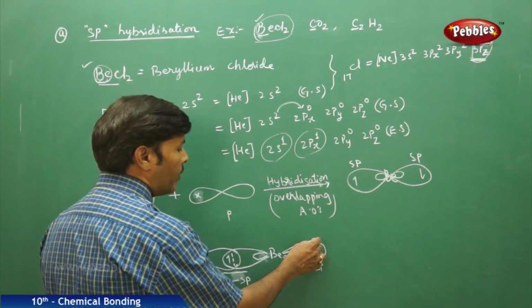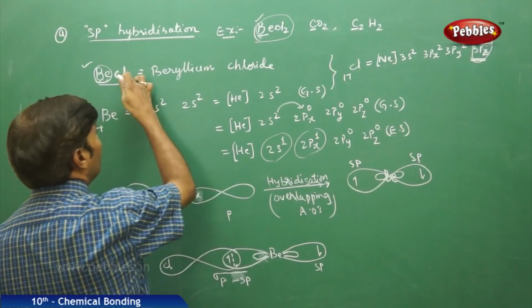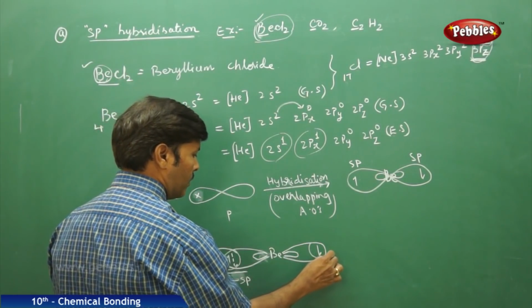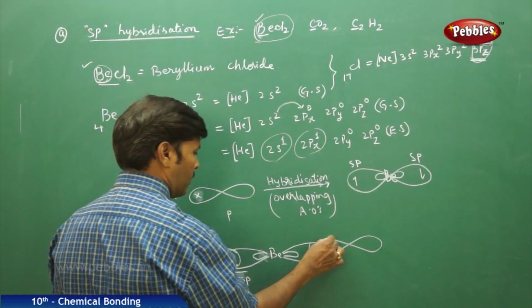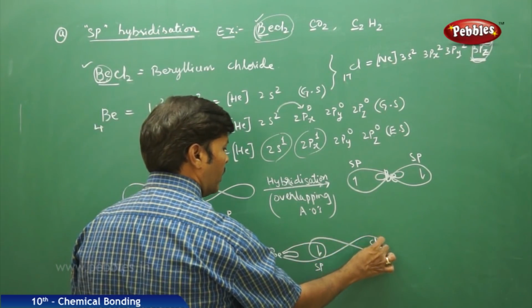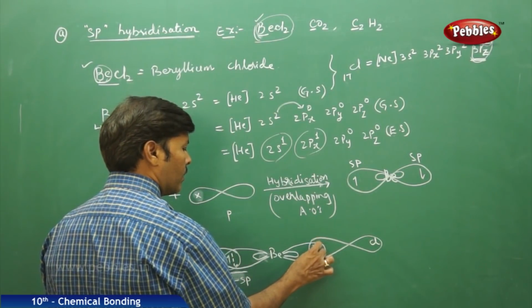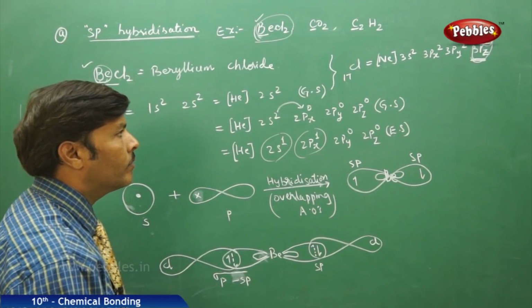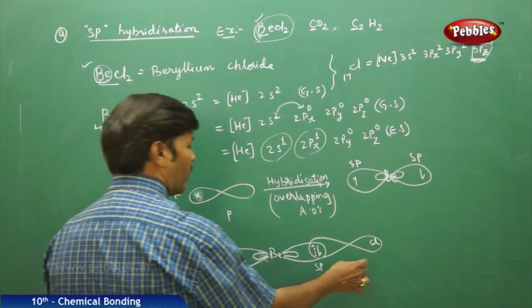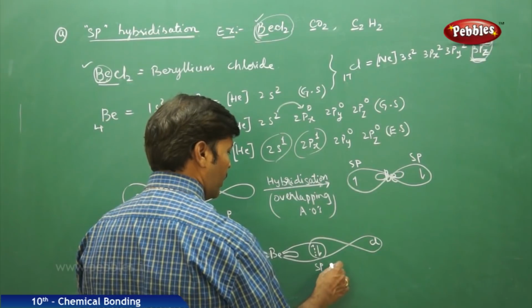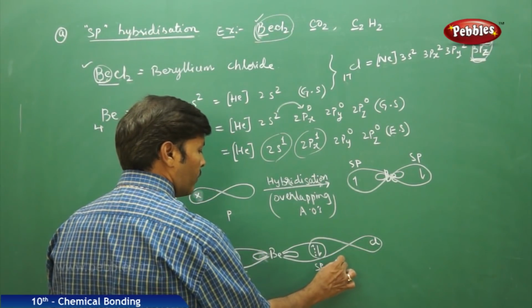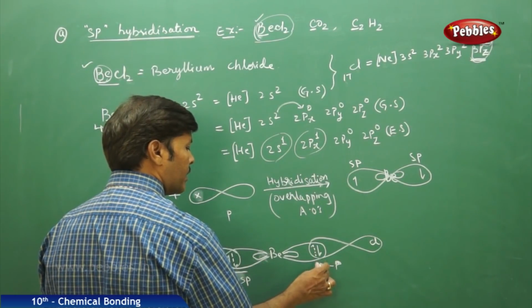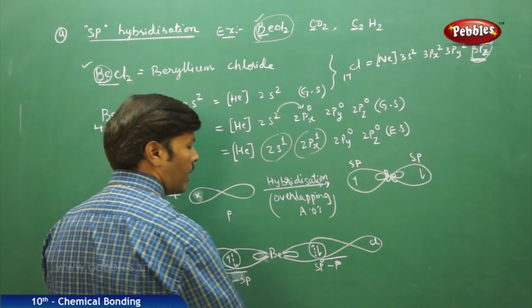Similarly, the same kind of overlapping takes place for the remaining chlorine of beryllium chloride. That is, again one more chlorine is there. So here the unpaired electron of the p orbital of chlorine forms a bond, and this is the chlorine p atomic orbital. The overlapping that takes place is again sigma bond overlapping.